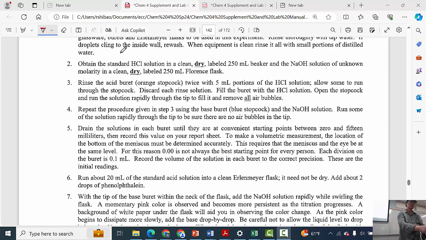So that's about 13. I went a little over 13. But I'm not going to record this volume because this is not my final volume yet. The final volume readings are going to be at the very end of the experiment. And so I have my acid in here.